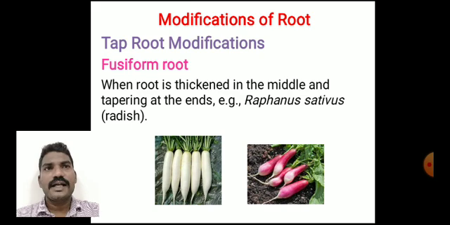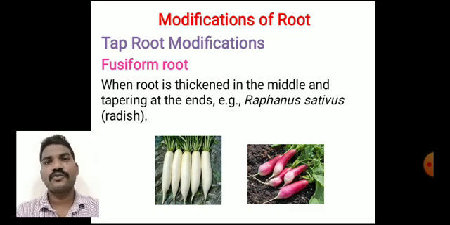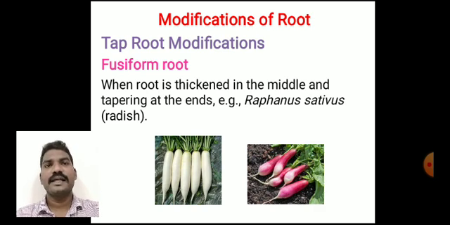These are the modifications of root. First one is taproot modifications. The taproot may be modified into four types. One is fusiform. In fusiform roots, the thickening is present at the middle region, and both ends are tapering. For example, Raphanus sativus, that is radish. You can see the radish, the fusiform root. The middle region is bulged.